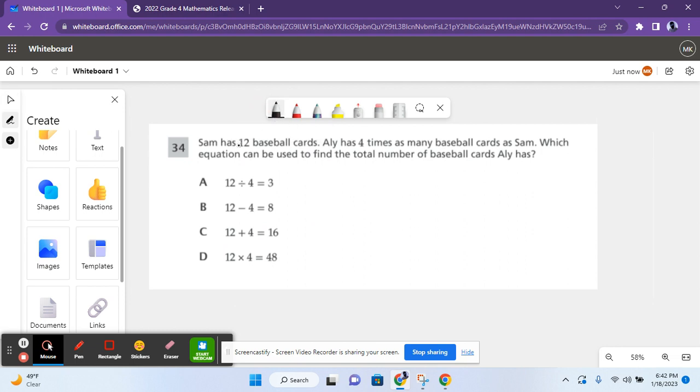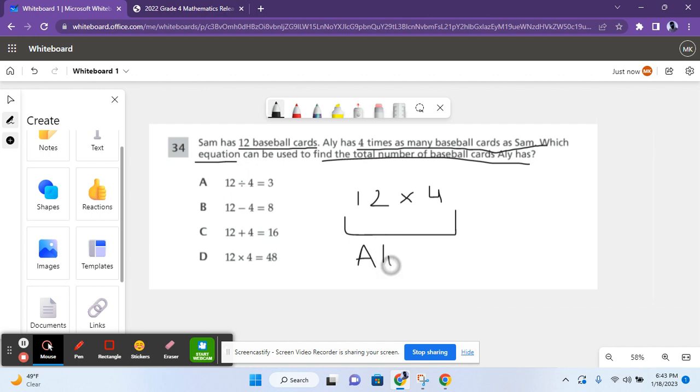For question 34, it says Sam has 12 baseball cards. Allie has 4 times as many baseball cards as Sam. Which equation can be used to find the total number of baseball cards Allie has? So if Sam has 12 baseball cards and Allie has 4 times as many as Sam, this equation, 12 times 4, shows the number that Allie has, and 12 times 4 equals 48.